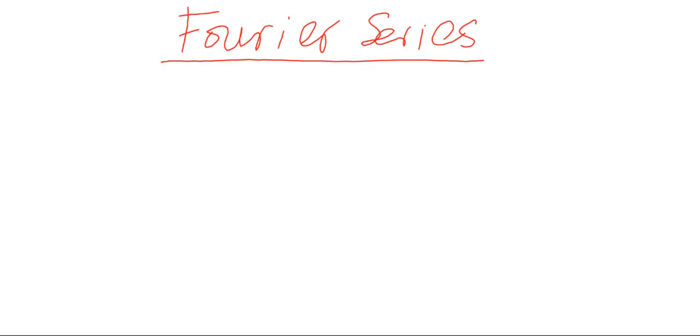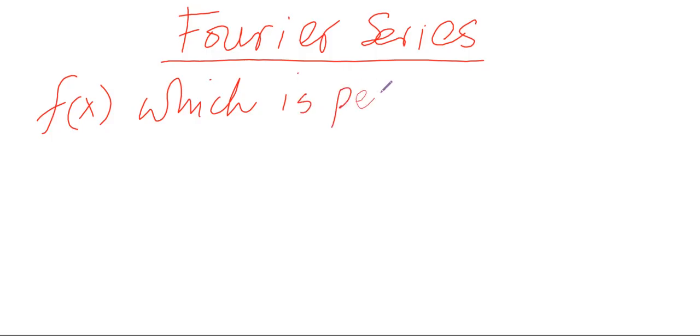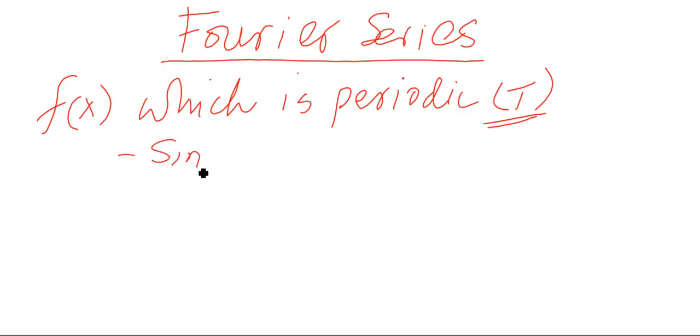series. Now, we consider a function, say f of x, which is periodic. The function needs to be periodic with some period T. Now, in addition to this, the function needs to be single-valued. Single-valued means that the function has one output corresponding to each input.